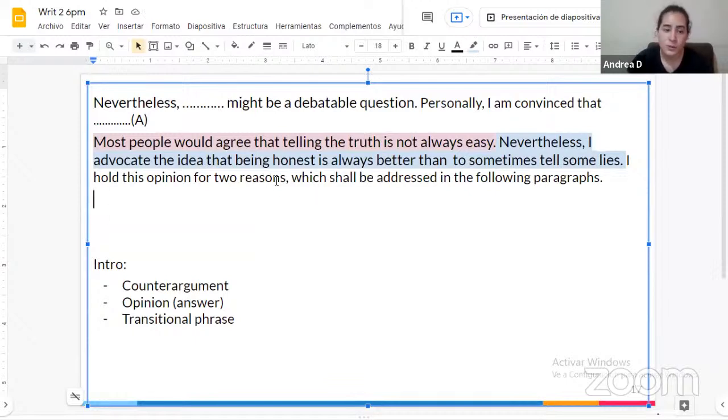Don't tell me, I hold this opinion since, I don't know, it helps you in your career and get better job opportunities, and the other reason. Don't summarize them, just have this transitional phrase. Okay, then this could be our introduction. It's okay.